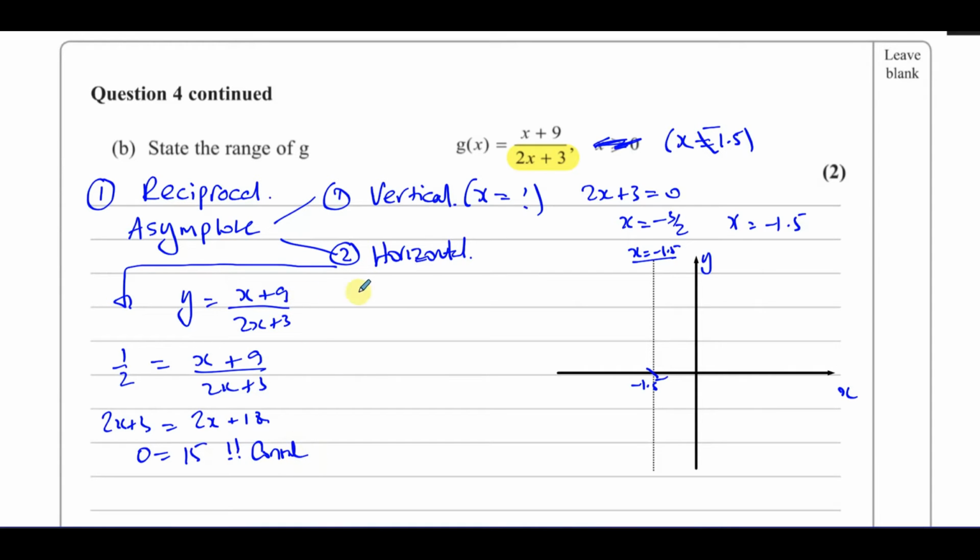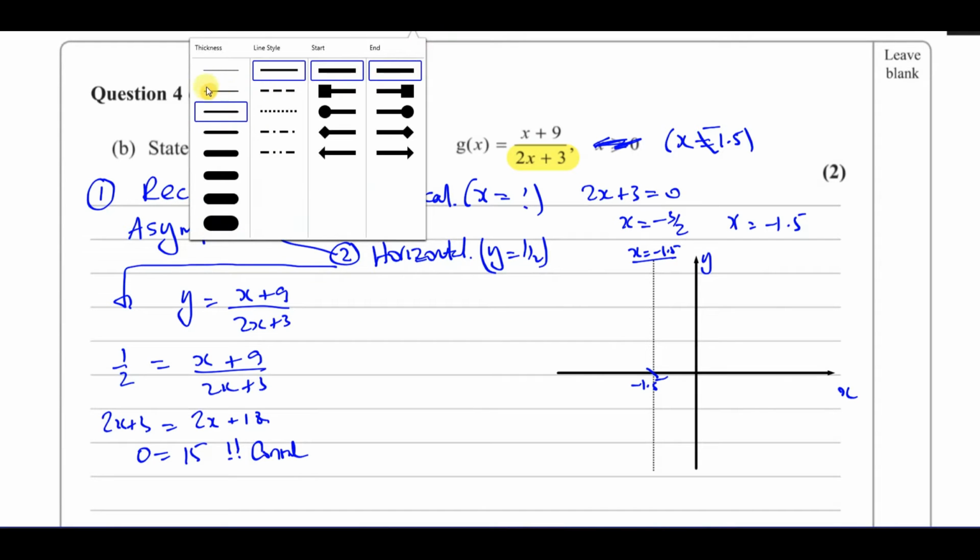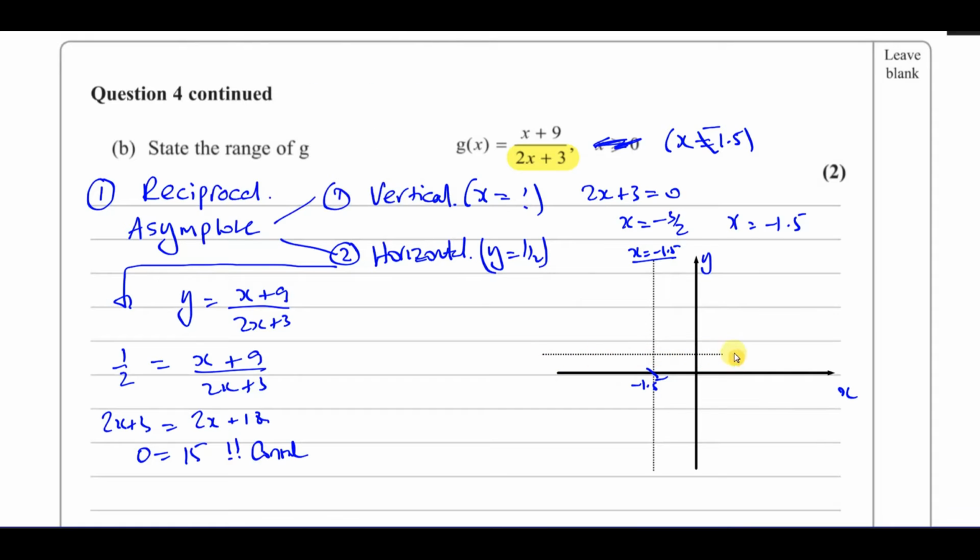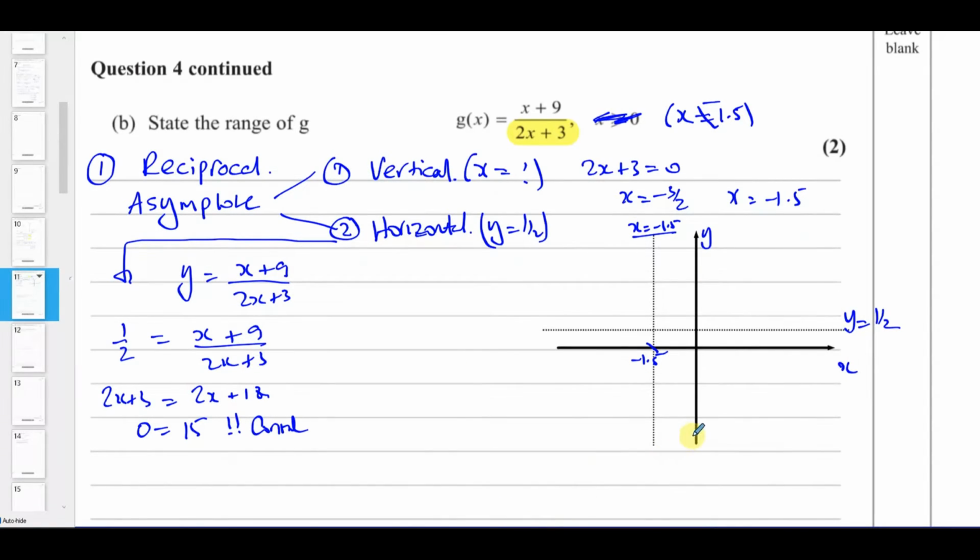So the value of y equals a half caused a contradiction in this equation, and therefore y cannot be equal to a half, which means that the horizontal asymptote is going to be y equals a half. And that's why y equals a half was the asymptote. Okay, so you have here y equals a half being our asymptote. So that's one way of working out the asymptote is going to be a half.